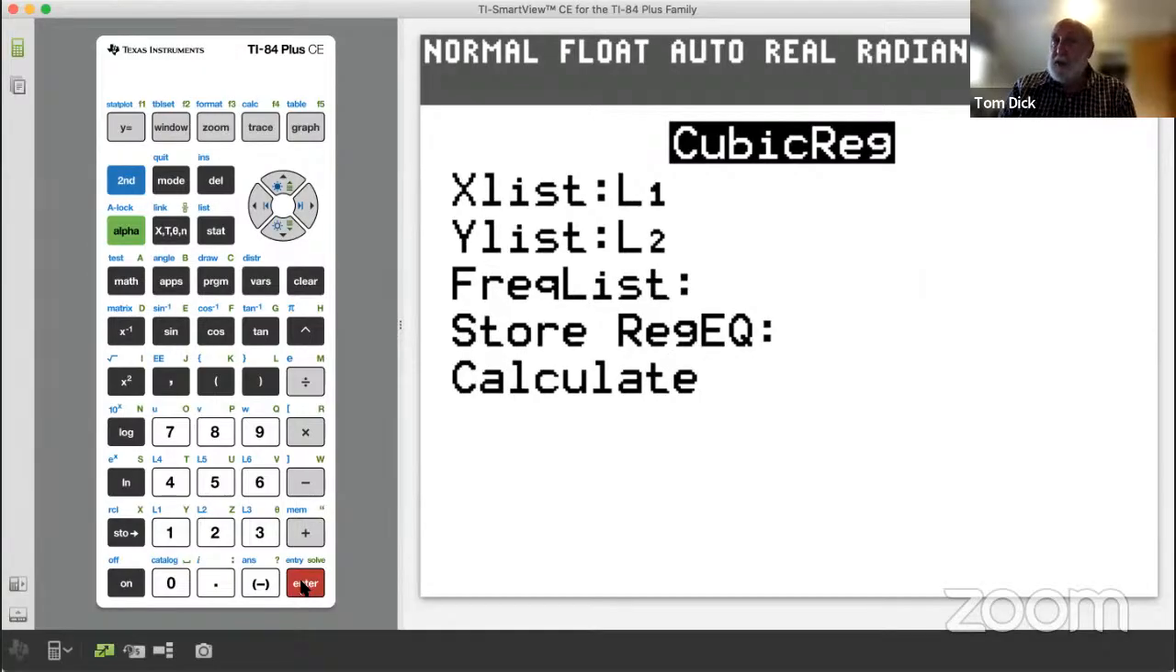And it asks us, okay, what are the 2 lists of data? The default here was L1 and L2. So we're all set here. That's exactly what we had. Frequency list, that doesn't really apply here. That's if you had some column that referred to the frequency of data in another column. But we're going to get a cubic regression equation, and let's go ahead and store that so we can graph it. So we're going to go ahead and store that in Y1.